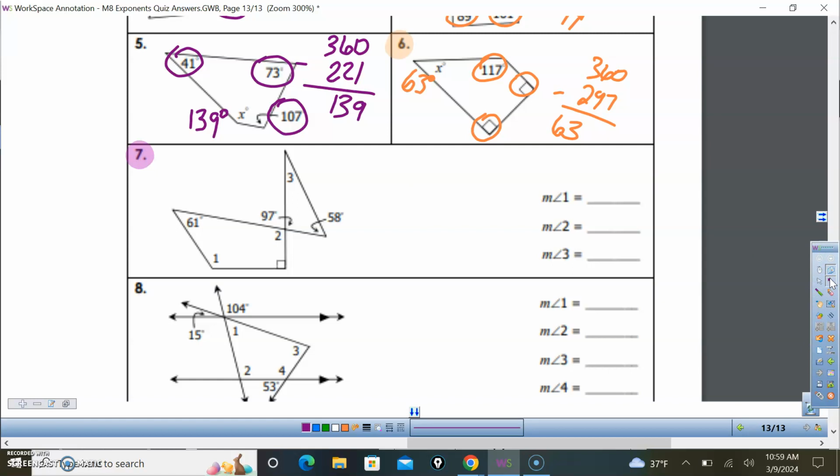So the first thing that I'm noticing about number 7 is that these two shapes are connected to each other. And right where they are connected to each other, we have formed some vertical angles. We learned a few weeks ago that anytime we have these vertical angles that form this V, vertical angles are congruent. So we can say that the measure of angle 2 is 97 degrees.